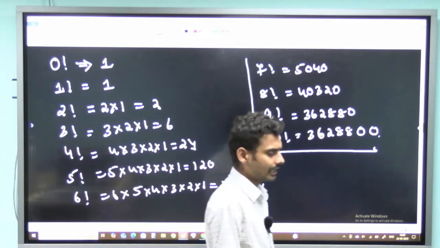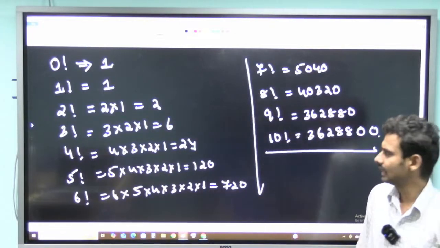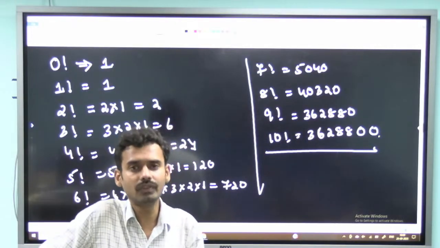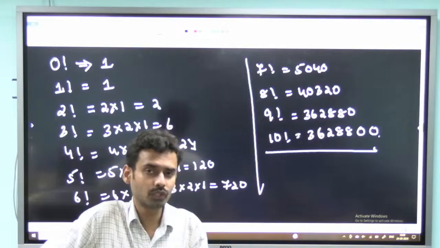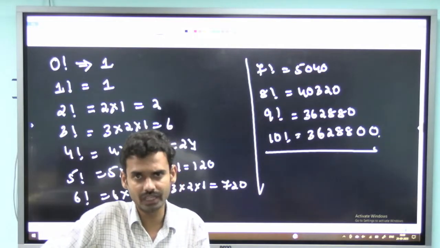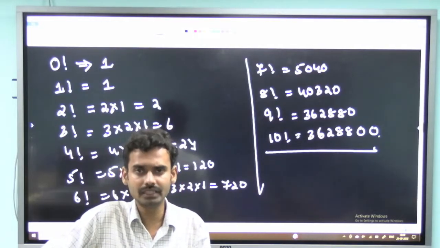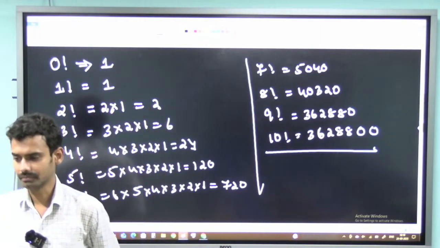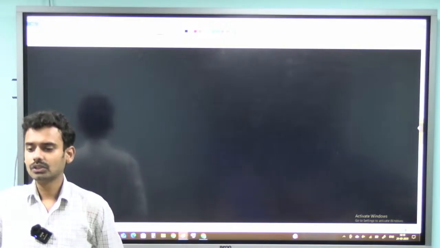But in exam, what happens? Sometimes they will not give all the values. Like let's say the answer is 14 factorial. They will not give the value of 14 factorial. They will directly give it as 14 factorial. So you need not simplify that further, because 14 factorial will be a very huge number. Coming to the next point.